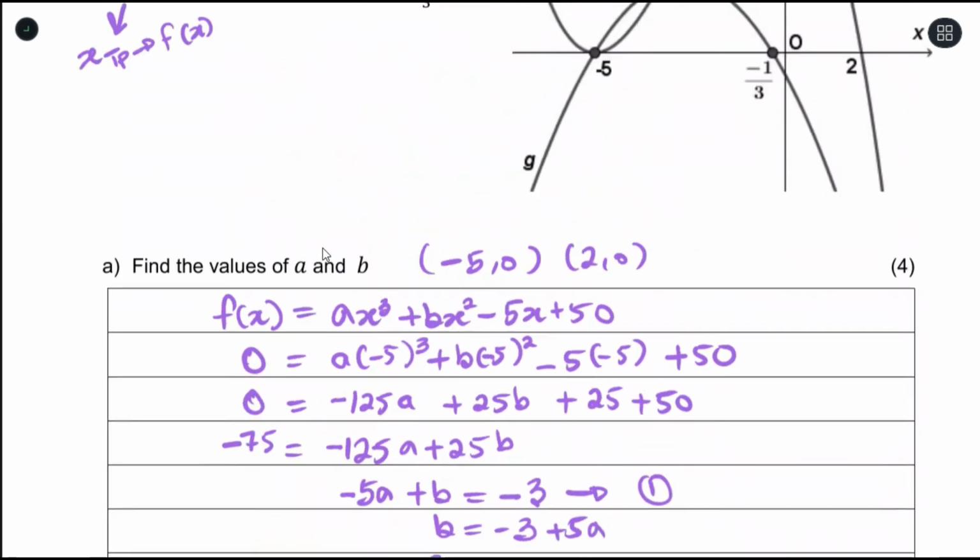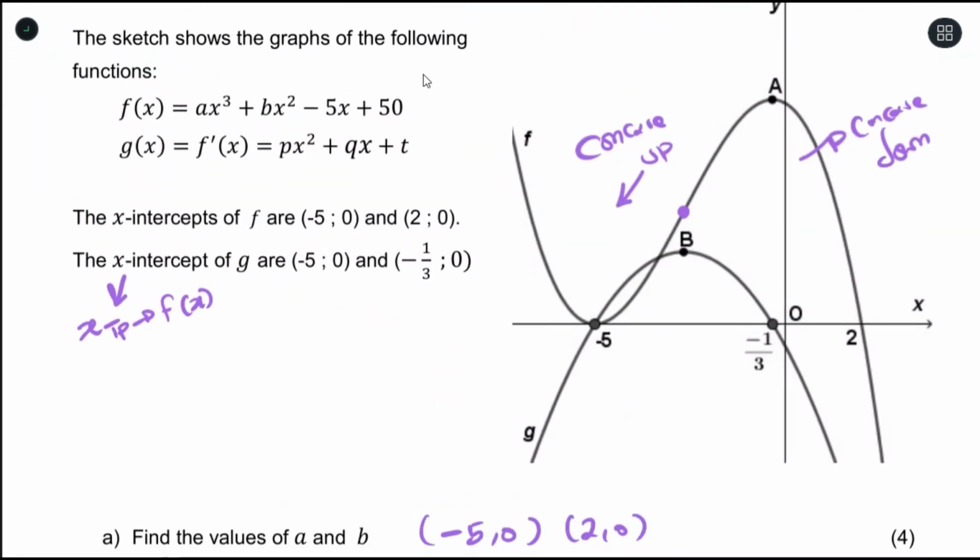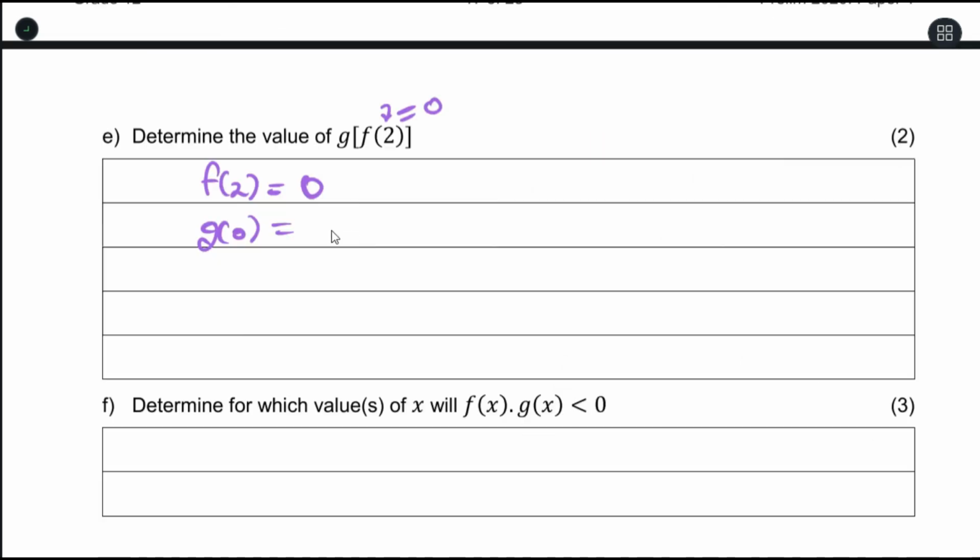Let's go back up here again. We understand that when we have g here, when x is 0, that would represent this point, which is our y-intercept. Our final answer will be negative 5, because that's the y-intercept for g. And that is how you determine this whole thing over here.